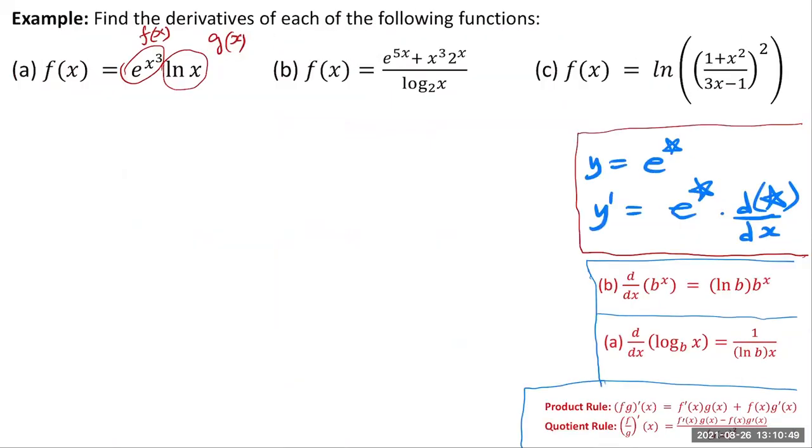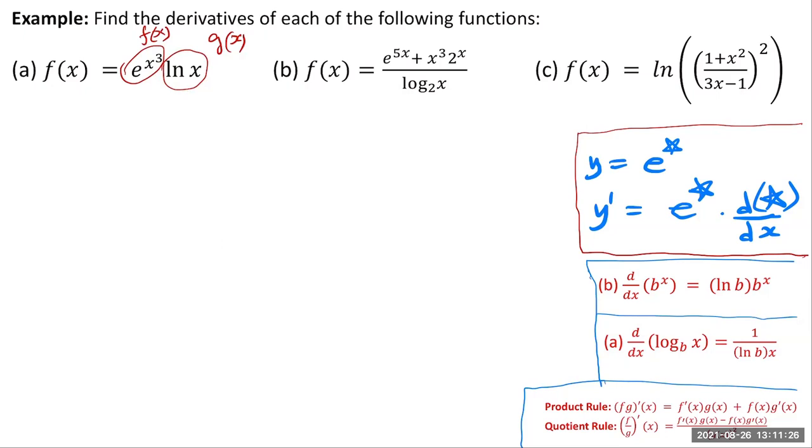All right, let's move on and work on some examples now. Here are the examples that I want to work on. Find the derivatives of each of the following functions. Here is the first function given to us. Let's try to find the derivative of this function. Notice that we have a product of two functions, e to the power x cubed times ln of x. So I will take this function to be f of x and this function to be ln of x.